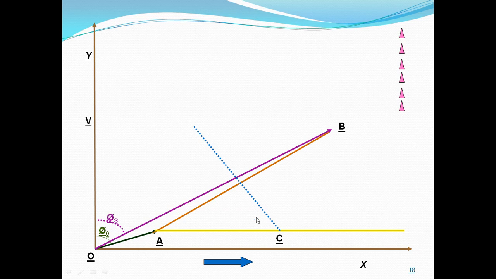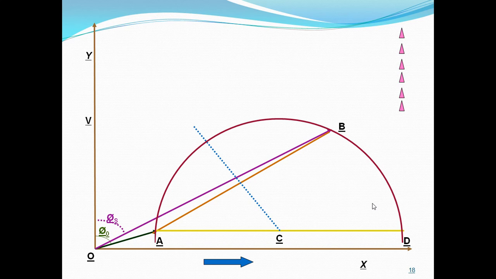Now with C as center and AC as radius, draw a semicircle which touches the point B, and we get a semicircle A, B, D like this. So after getting this, what do we have to do? We have to draw vertical lines from points A and B.